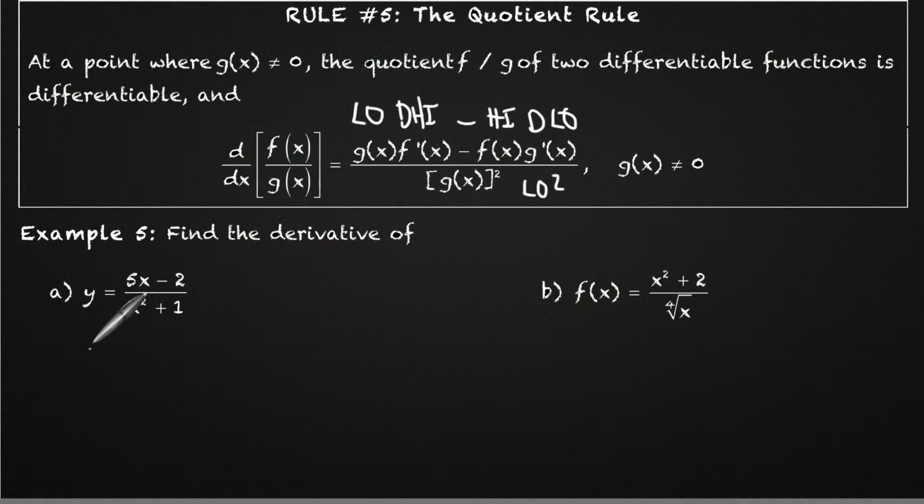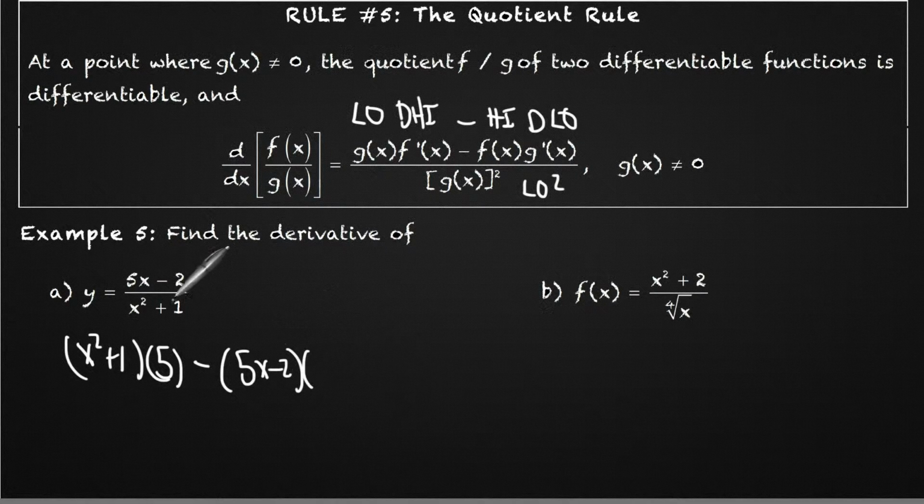So let's see if we can apply that. The low function is x squared plus 1 times the derivative of the high function, which is 5, minus the high function times the derivative of the low function, which is 2x. And all of this is divided by the low function squared. Now, please do not FOIL the low function out ever. You'll always want to keep it in this form.